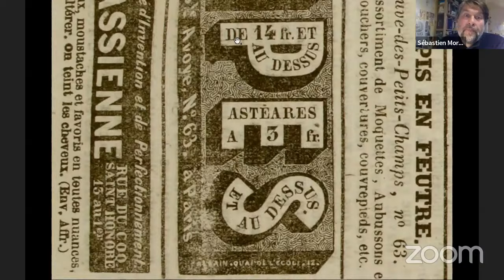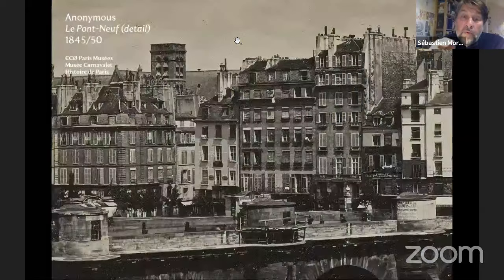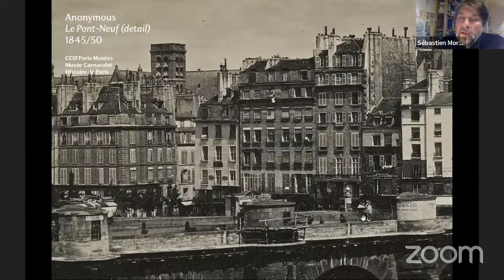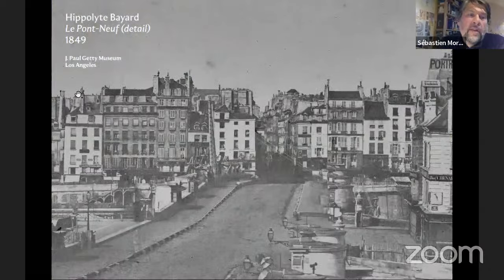In the 19th century, on the Pont Neuf in Paris, there were several shops selling stencils. There were at least two shops open in these small buildings here on the bridge. But this building was the building where Alain was operating. So Alain was an engraver on metal and was also selling stencils. Here you can see in this other photograph the same building.